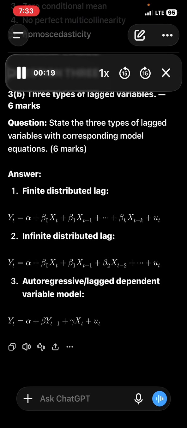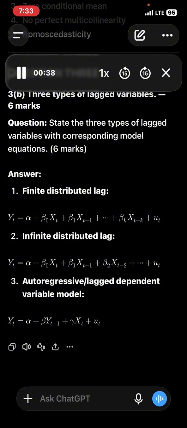1A(ii), define economic model. 3 marks. Question, define economic model. Answer. An economic model is a simplified mathematical representation of an economic theory or economic relationship, showing how economic variables are related.